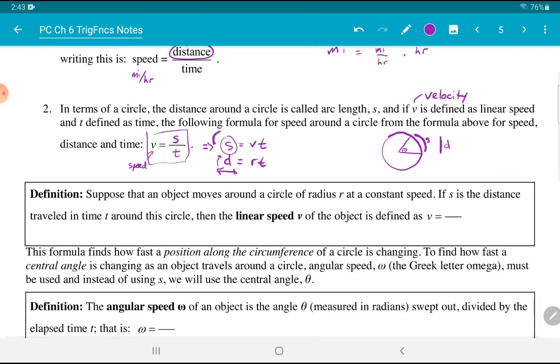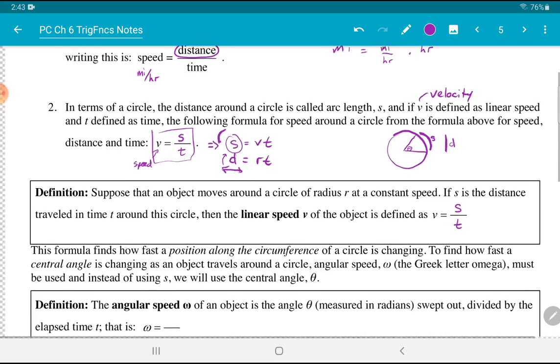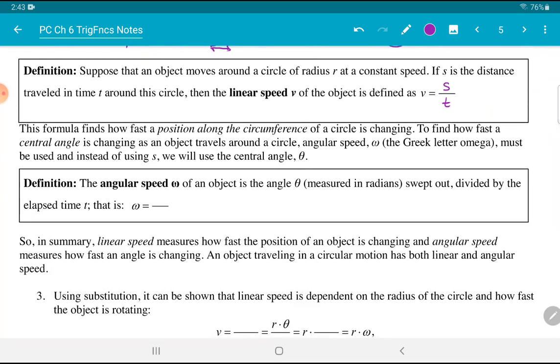Going to our box here, we're formally putting into words that the linear speed V is defined as the arc length S divided by T, time. Now, if we want to find the angular speed, it's along the same idea. You're finding how fast it's moving through an angle, so the angle itself, theta, should be considered rather than the arc length. We know the arc length is measured by the S value. So in terms of theta, we're seeing how long it takes to get through a certain amount of theta.